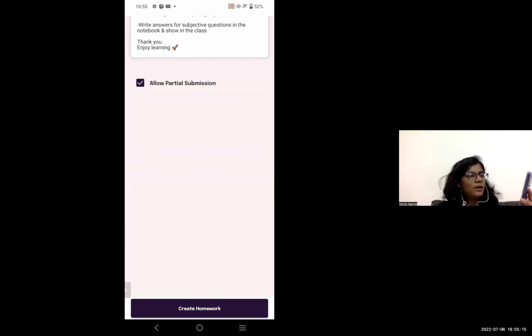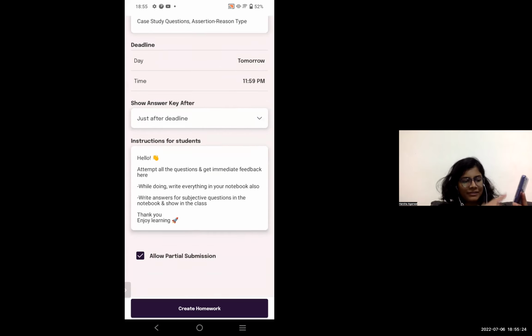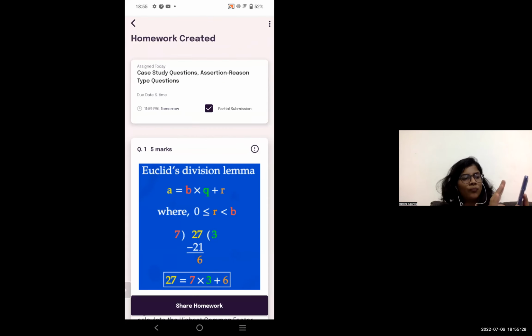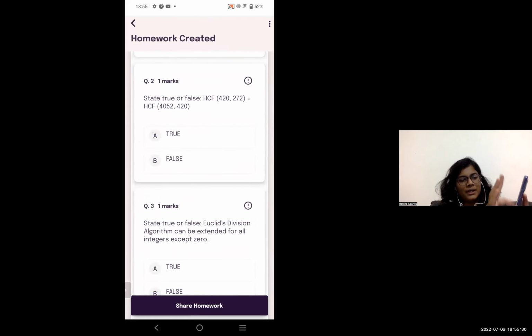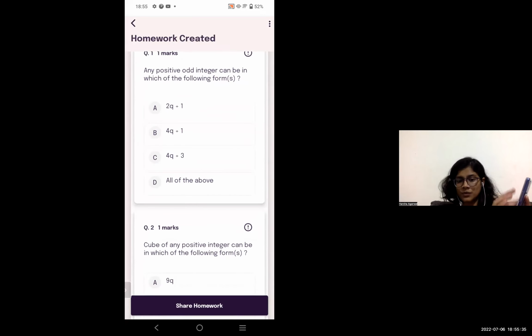Okay. Now you can see the homework is created. You can see the day, the time, the deadline. You can change it accordingly, and if you think that everything is right, you just click on create homework. After you click on create homework, you can review your homework here. इसमें assertion reasoning भी है, subjective MCQ type, and इसमें case study based questions भी है.